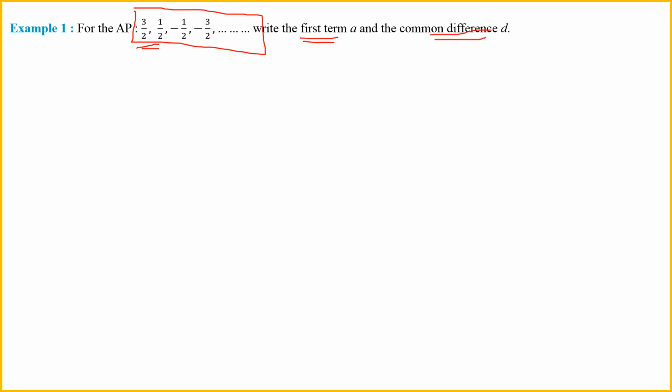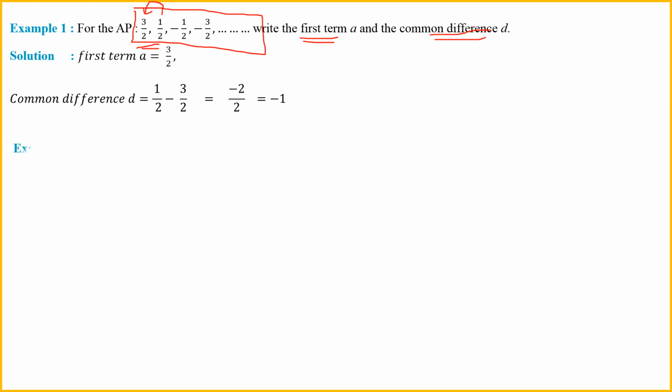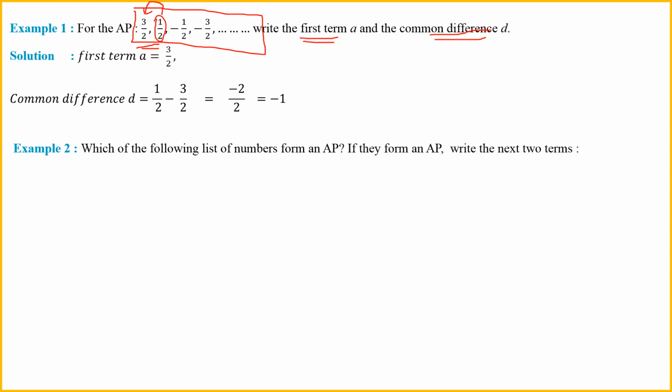For the common difference, take any number and subtract the previous number. It's like 1 by 2 minus 3 by 2. Let's go with the solution. First term a is 3 by 2. The common difference is nothing but any number, I have chosen 1 by 2, minus the previous number, minus 3 by 2. The denominators are already equal, so we subtract, giving minus 2 by 2, and reduce it to the simplest form, where both are divisible by 2.